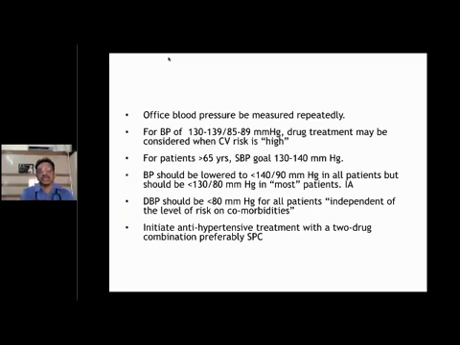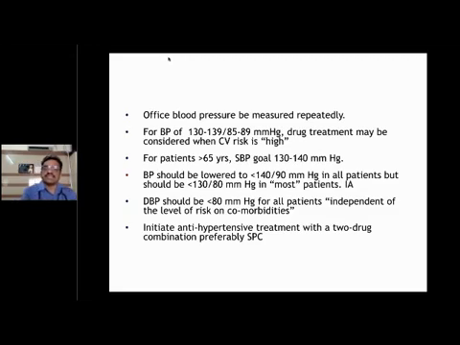And once this goal is achieved, you can still reduce the goal to less than 130/80 for most of the patients, except those above 65 years as we discussed. Diastolic blood pressure again should be less than 80 mmHg for all the patients, independent of the level of risk and comorbidities, but it should not be less than 70. And one more important feature is initiate antihypertensive therapy with a 2-drug combination, and that too preferably in a single pill combination. These are the salient features with which ESH started.